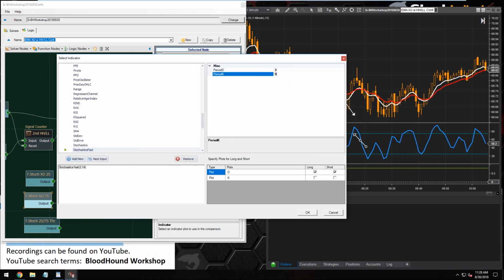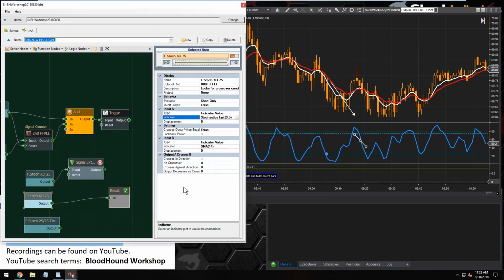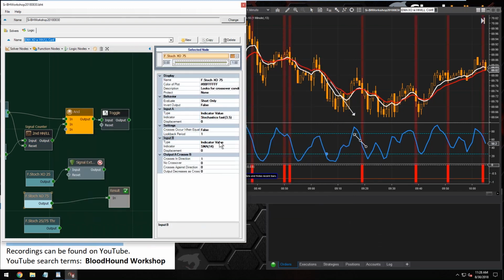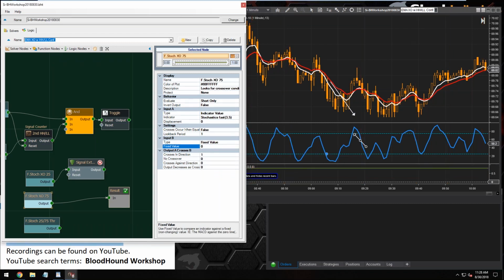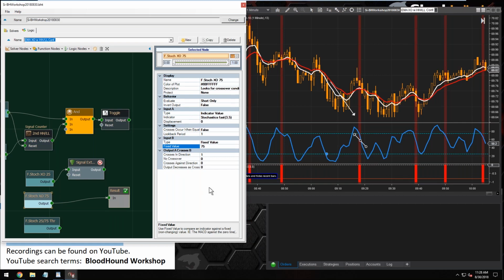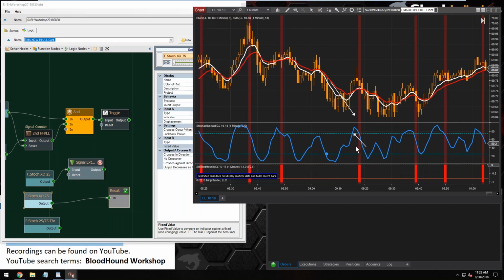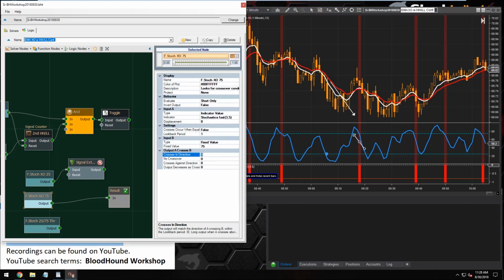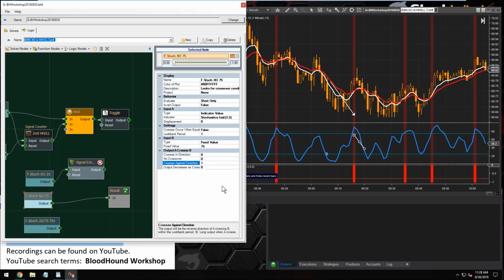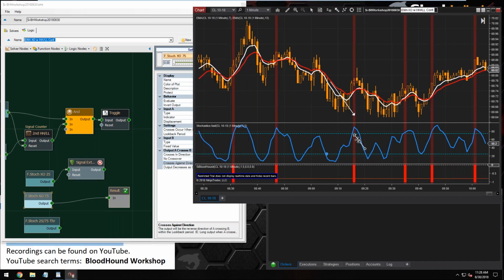And let's change our period here to 5. Okay. And input B, again, we're going to use a fixed value so we can put in that 75 level there. And if we look at this, it's identifying the cross downs, but we want to identify the cross up. So again, we've got to remember to change our output here. There. Right, there it is. Okay.